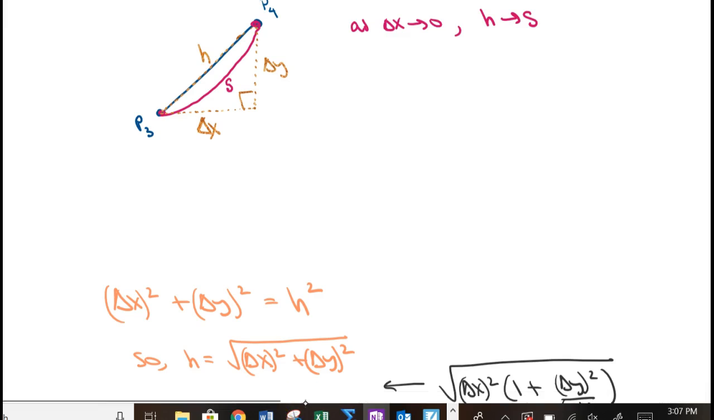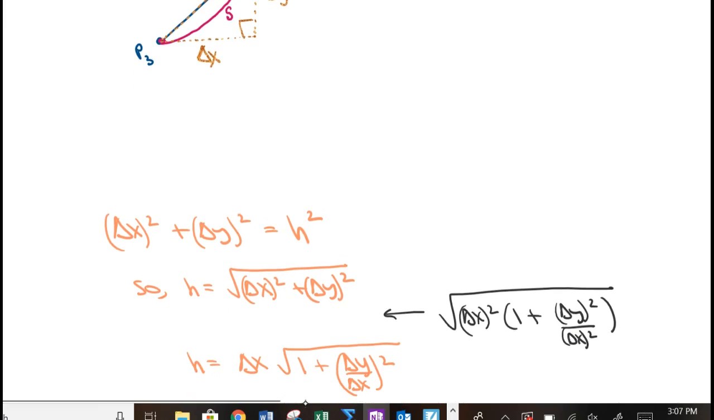Now I'm going to do some fast algebra. I'm going to factor delta x squared out of these two terms. I factor delta x squared out of delta x squared, and I factor delta x squared out of delta y squared, which means this term, when I factor delta x squared out, I'm left with a delta x squared in the denominator. Now, if I have delta x squared times something, and it's the square root of the whole thing, delta x squared can come out and become a delta x, and now I'm here, okay?